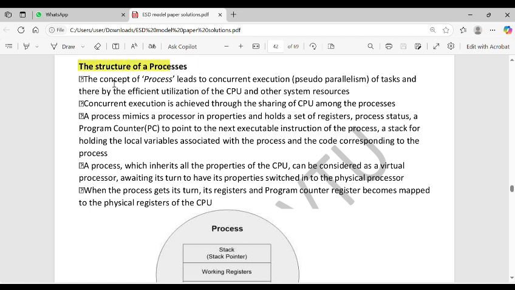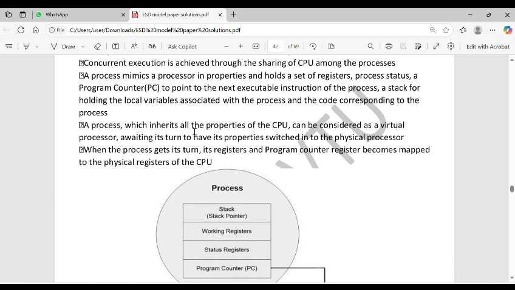Next is the structure of a process. The concept of a process leads to the concurrent execution of tasks and thereby efficient utilization of the CPU and other system resources. Concurrent execution is achieved through the sharing of a CPU among the processes. A process holds a set of registers, process status, a program counter, known as the PC, which points to the next executable instruction of the process, and a stack for holding the local variables associated with the process.